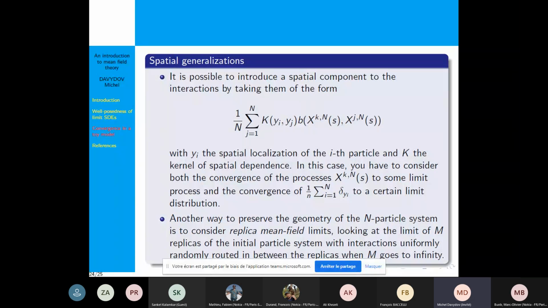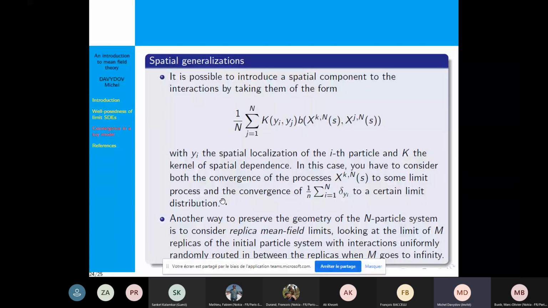So if you have particle i that would interact with particle j in one replica, instead it chooses a replica at random and it interacts with particle j in that replica. And you look at the limit when the number of replicas goes to infinity. And so, of course, if you look at one typical replica, inside of it you will have some kind of limit dynamics, but you will still have only N particles. So you preserve the initial geometry of the model.